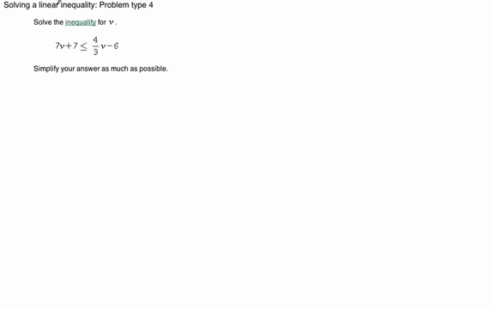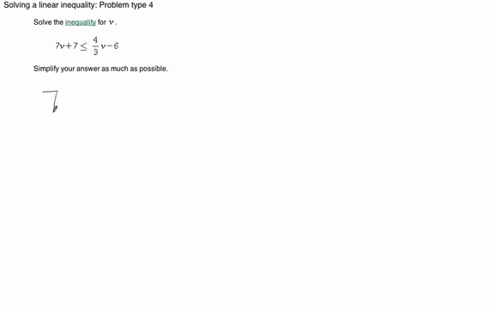Here we have solving a linear inequality problem type 4. You'll notice that now there are not only variable terms on both sides of the inequality, but also a fraction coefficient. No problem. We're just going to work through it patiently. Remember, fractions are annoying. We don't like fractions. They bother us. We can get rid of them by multiplying by the common denominator. And in this case, there's only one denominator, which is 3.